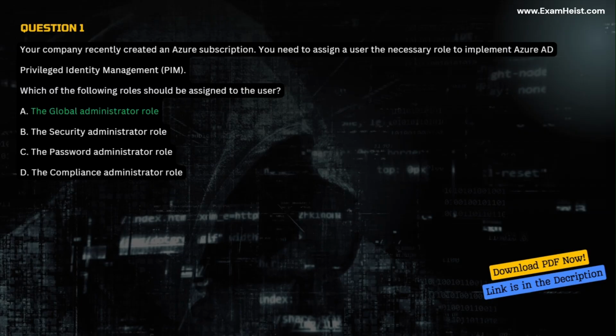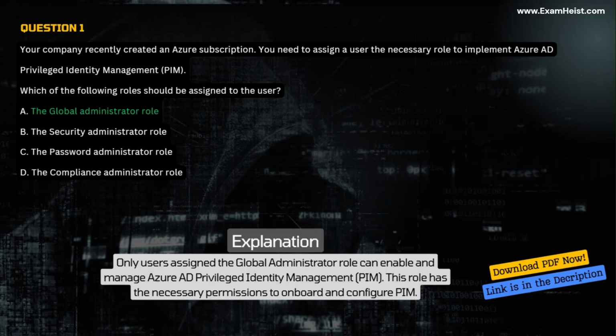Correct answer A. The Global Administrator role. Explanation. Only users assigned the Global Administrator role can enable and manage Azure AD Privileged Identity Management, PIM. This role has the necessary permissions to onboard and configure PIM.